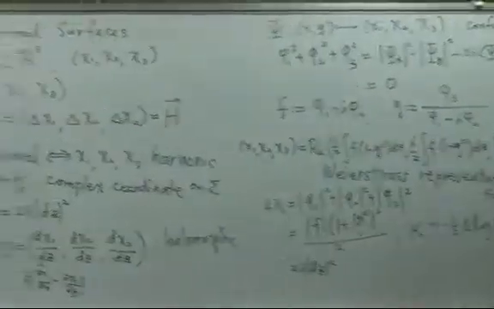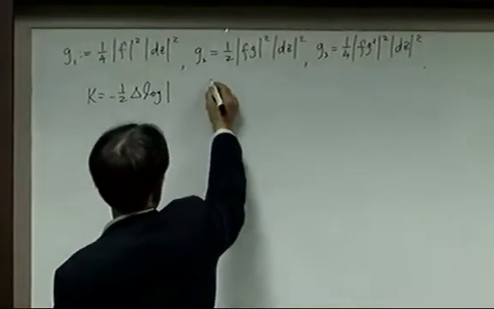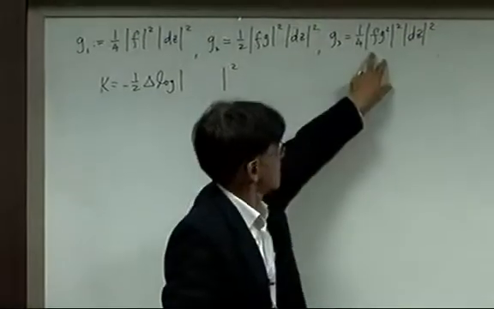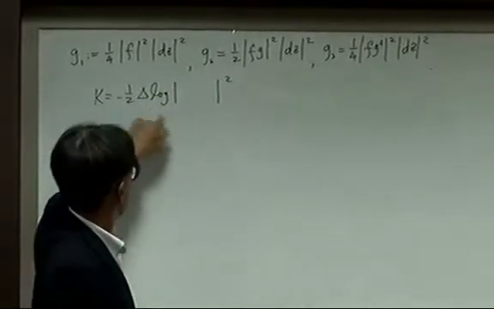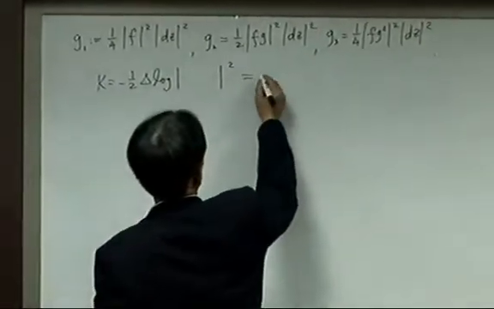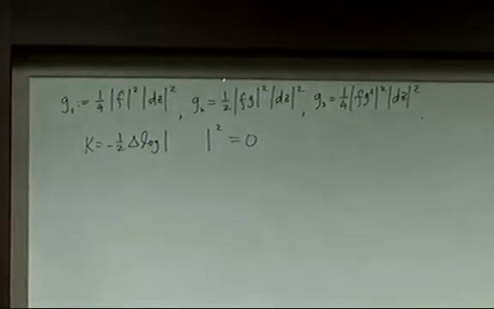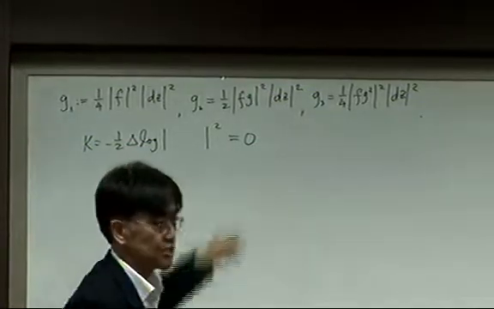But for these metrics, what is the Gaussian curvature? Minus 1/2 the Laplacian of log of a holomorphic function squared. These are the absolute values of holomorphic functions, so their log is harmonic, so its Laplacian vanishes, right? So for these three metrics, the Gaussian curvatures are all zero, unlike the original metric. On this minimal surface the Gaussian curvature is negative, but from the minimal surface we can extract three flat metrics for which Gaussian curvature vanishes, right?